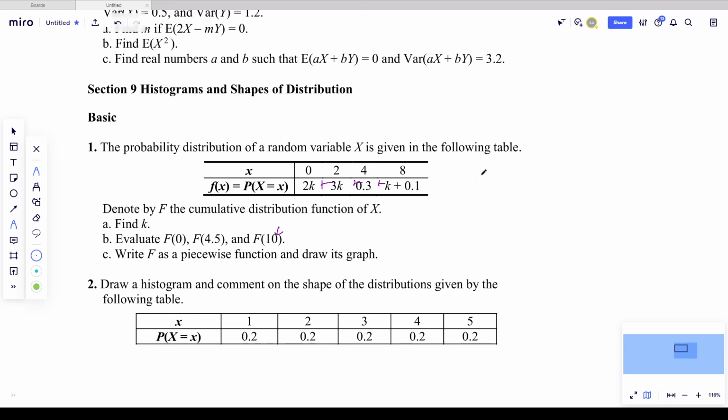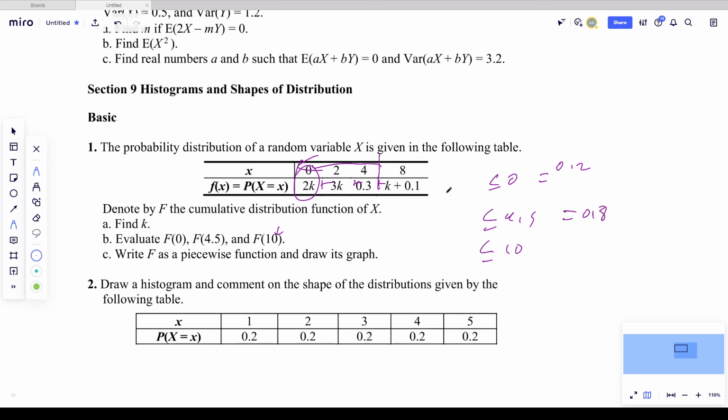So for this one, it's going to be less than or equal to for all of them. So less than or equal to 0, less than or equal to 4.5, less than or equal to 10. Less than or equal to 0, nothing before 0. At 0, there's 0.2 because k is 0.1. So the answer for this one is 0.2. For 4.5, there is nothing on it, but there's before it. There are 3 of them, and the summation is 0.8. 0.2 plus 0.3 plus 0.3 is 0.8, so 0.8.